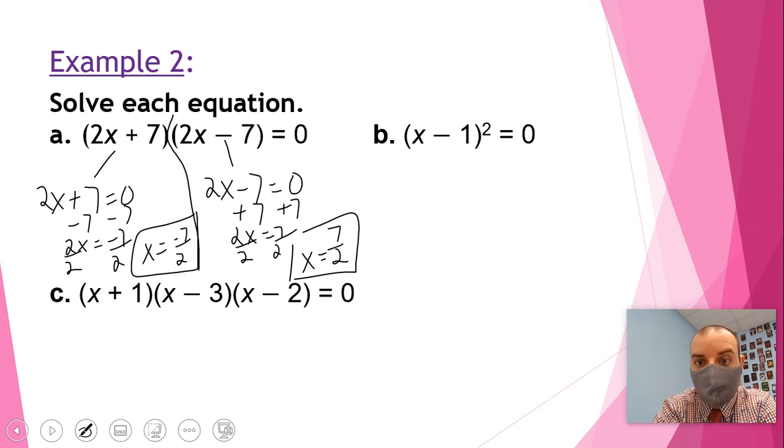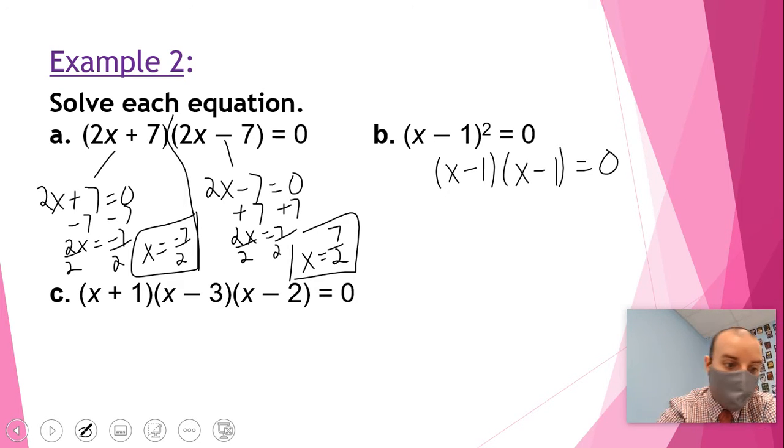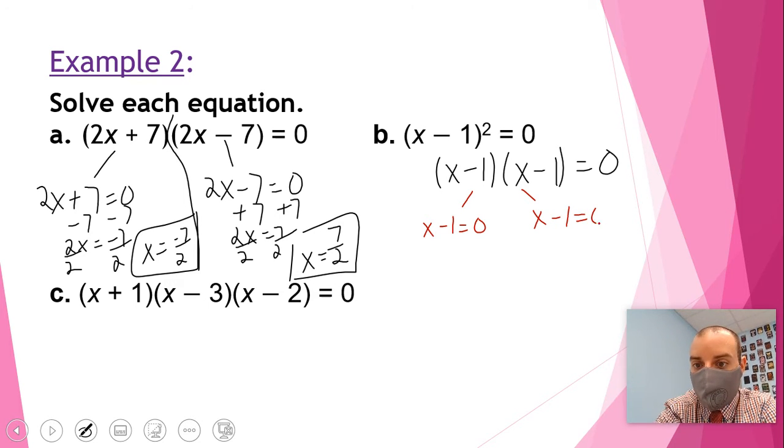In letter B here, we've got (x minus 1) squared is equal to 0. So (x minus 1) squared is just the same thing as x minus 1 times x minus 1. We'll set that equal to 0. Notice that you're only going to have one solution here, right? Because we end up with the same equation twice. x minus 1 is equal to 0 on both of these. So we add the 1, and we get x is equal to 1 as our solution.